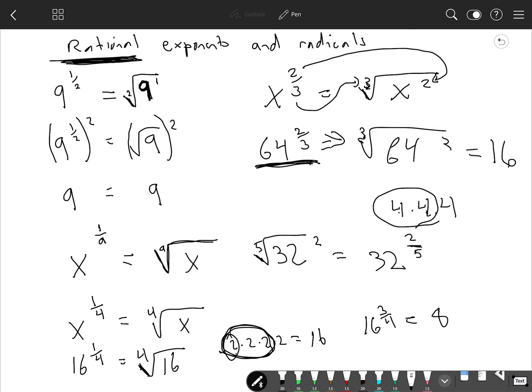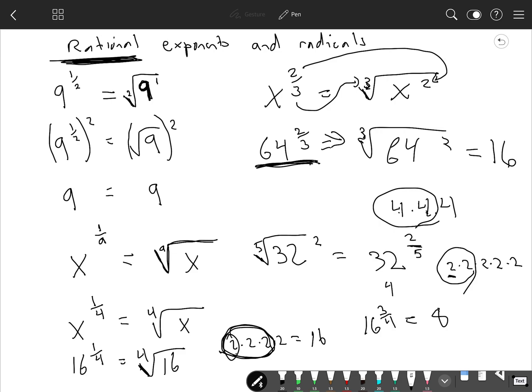I've been giving you all problems that break down pretty nicely. So 32 to the 1/5 is going to be 2, because 2 times 2 times 2 times 2 times 2 equals 32. So that's 32 to the 1/5. What's 32 to the 2/5 going to be? 2 times 2 is 4, so it should be 4.